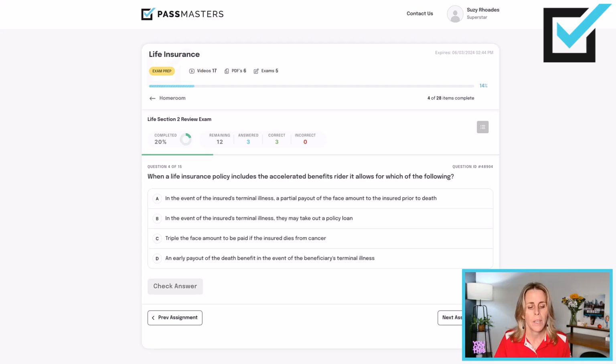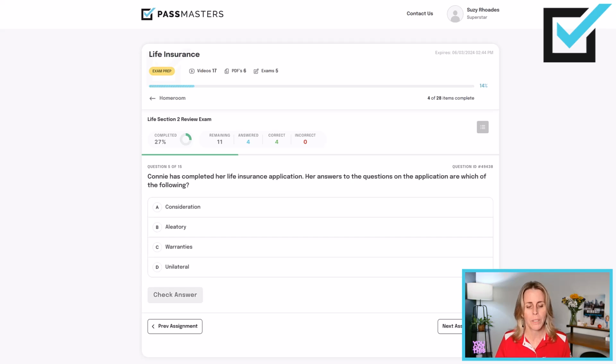When a life insurance policy includes the accelerated benefits rider, it allows for which of the following? In the event of the insured's terminal illness, a partial payout of the face amount to the insured prior to death. In the event of the insured's terminal illness, they may take out a policy loan. Triple the face amount to be paid if the insured dies from cancer. An early payout of the death benefit in the event of the beneficiary's terminal illness. No, it's definitely not that. So we're stuck between the two. Accelerated benefits rider is available even on term insurance. So it is an advance of the policy's face amount in the event of a terminal illness. So the face amount is less when the insured dies.